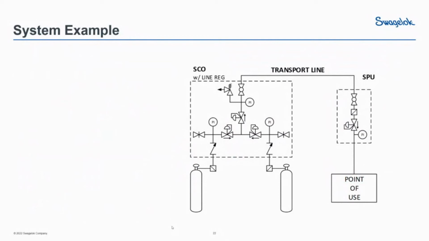This changeover panel has a line regulator. You can see it kind of in the middle of the flow circuit in the dotted box there on the left. The SCO then feeds to a transport line. So this transport line goes to some other location, could be 100 meters away even, to the point of use. Because of that distance, we've selected a separate regulator panel. So we're using a Swagelok SPU in this case. And this is going to be located at the point of use so that the operator can dial in the pressure that they need quite handily without having to travel to where the changeover panel is at.